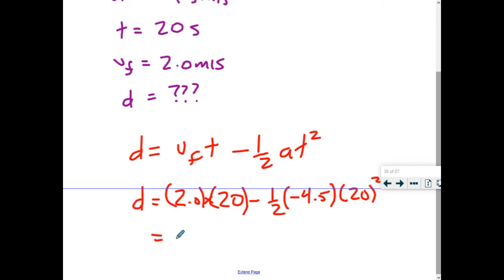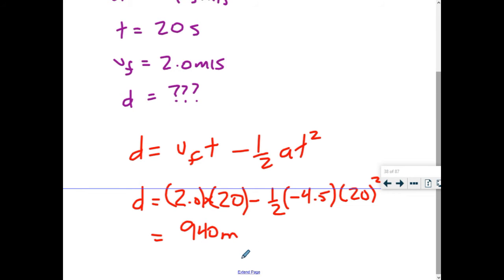If you have a calculator, try it, I guess. 2 times 20 plus, no, not plus, minus. Well, you could make it a plus. It's a double negative, okay? A half times negative 4.5 times 20 squared. And if you do all of this, you get 940. Distance is in meters.